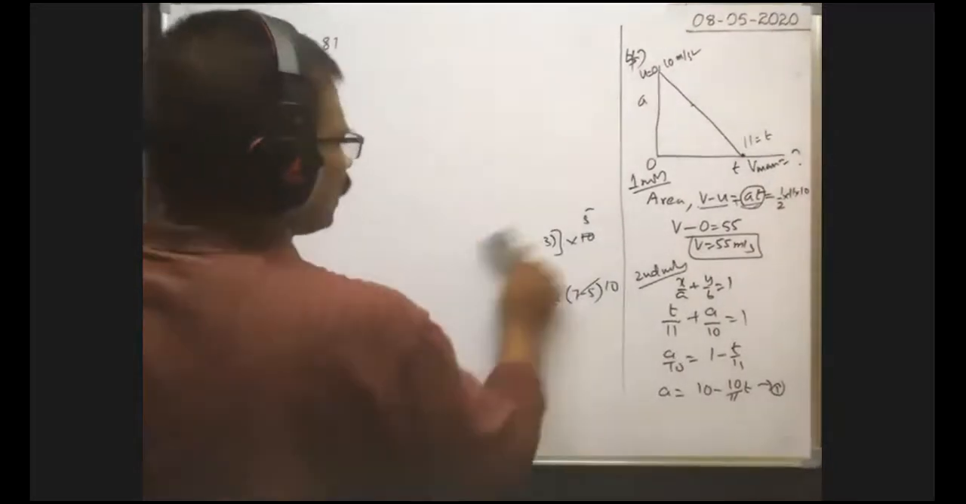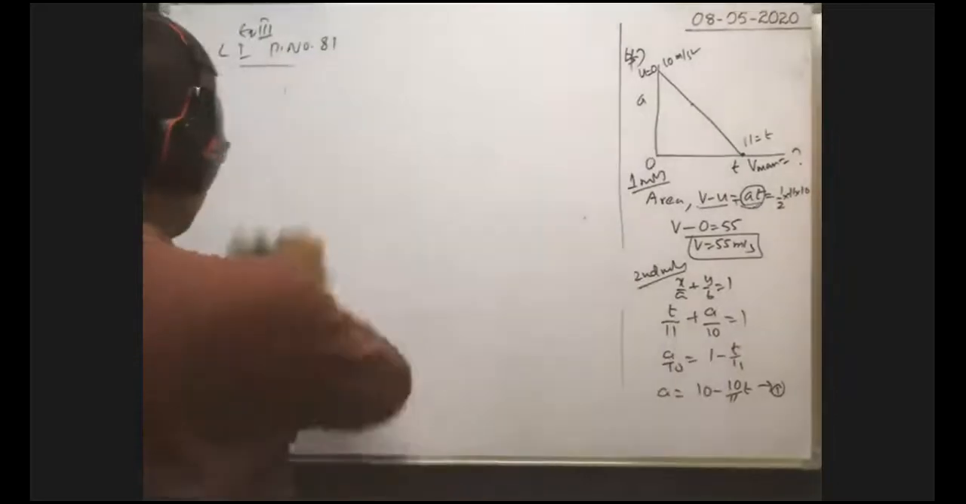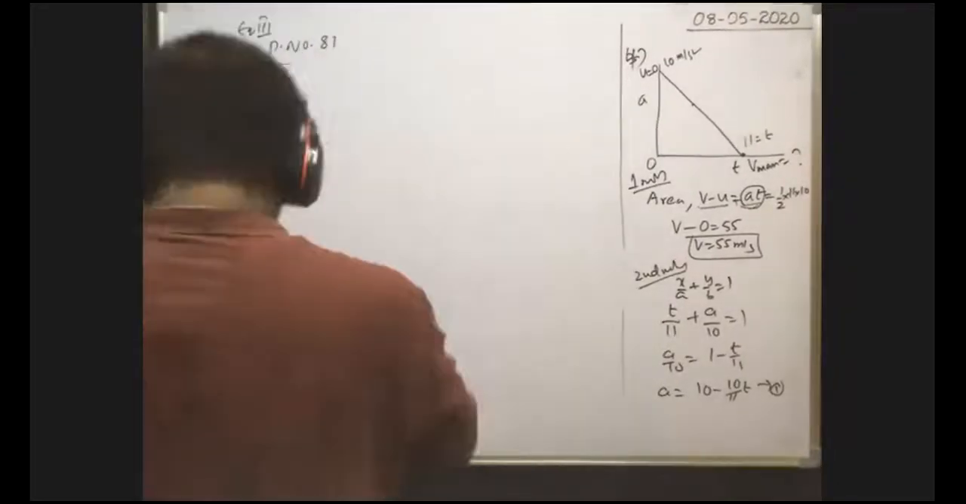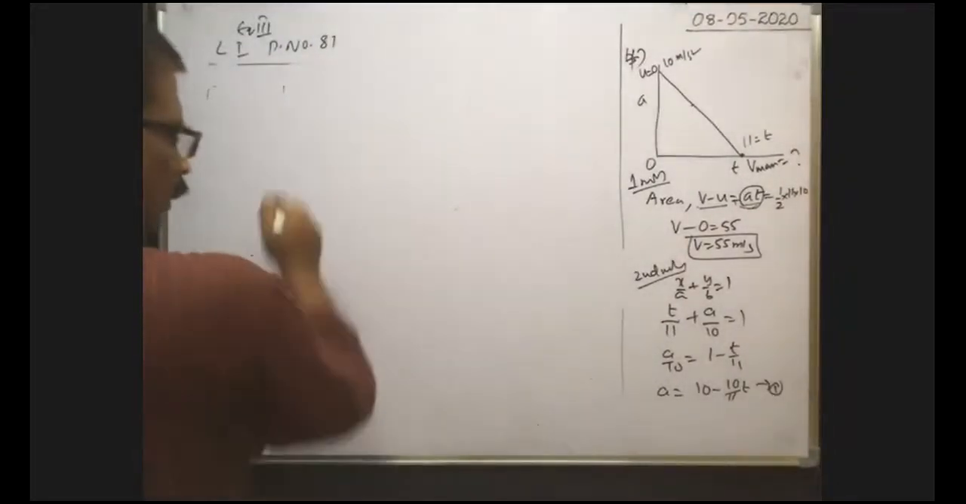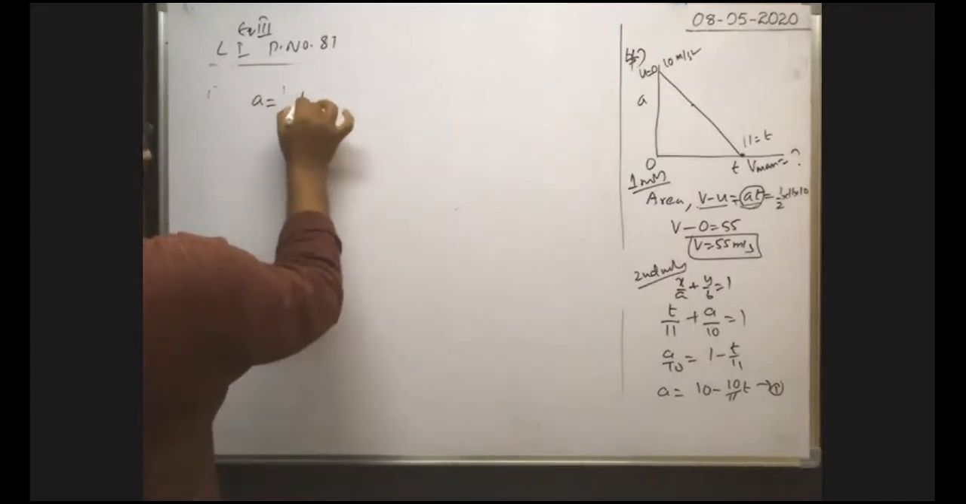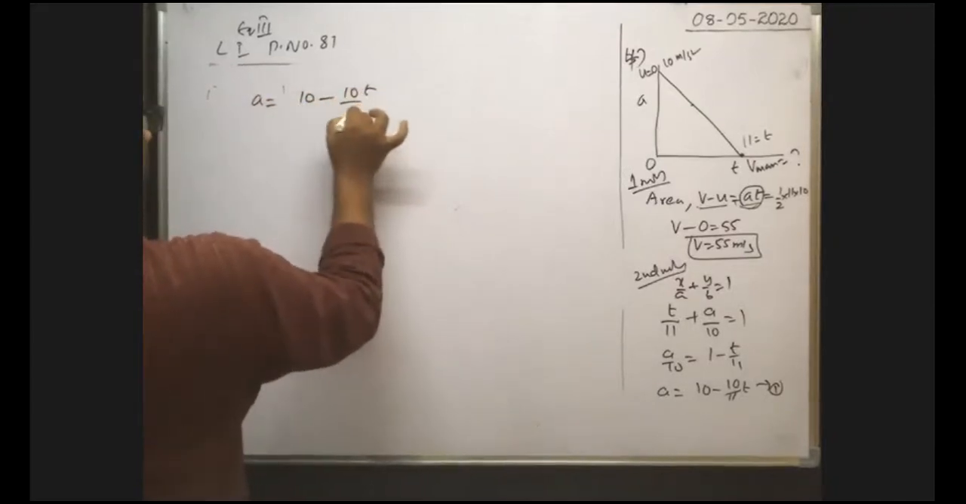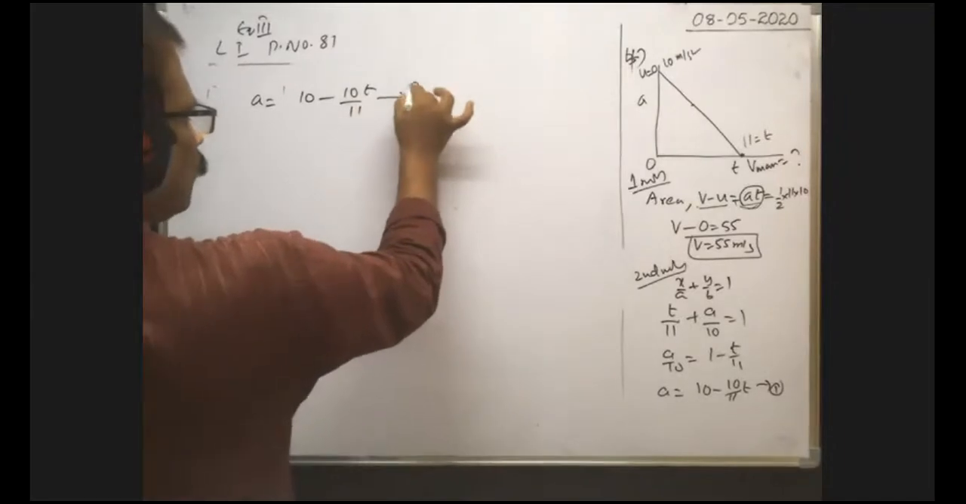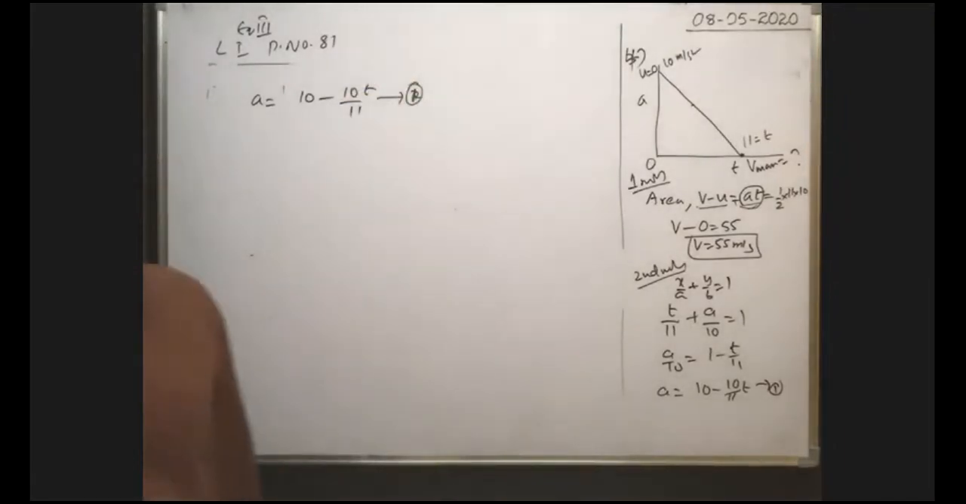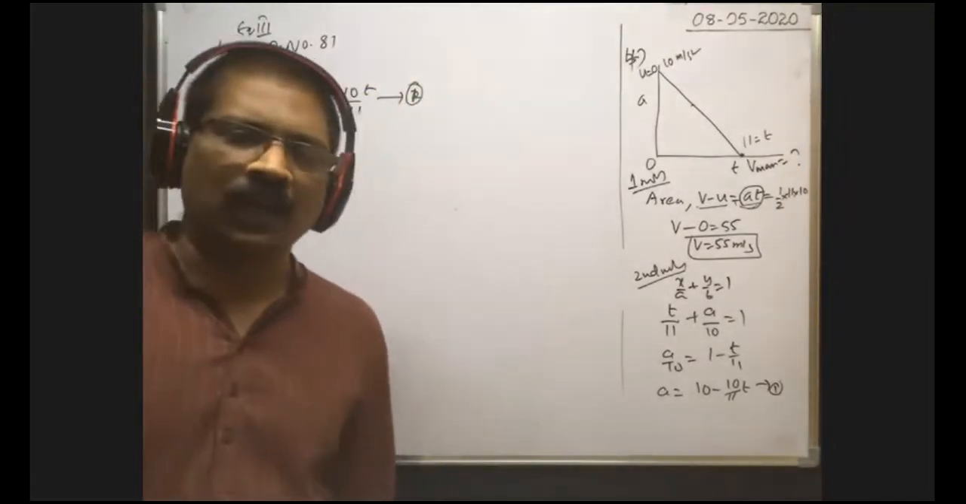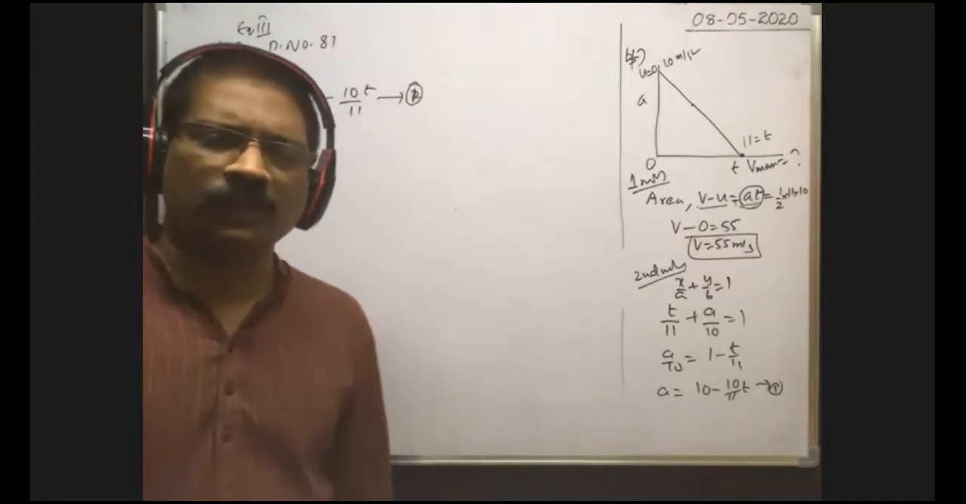From that we had to find the velocity. So what do we have to do to find the velocity? From this equation, a is equal to 10 minus 10t by 11. From this equation, to find velocity, how can we do integration? Tell me, first what do we have to do?